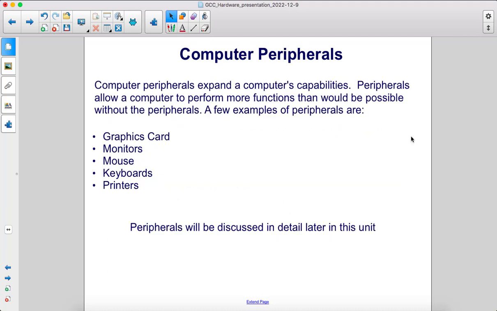Computer peripherals expand a computer's capabilities. Peripherals allow a computer to perform more functions than would be possible without the peripherals. A few examples of peripherals are graphics cards, monitors, a computer mouse, keyboards, and printers. Peripherals will be discussed in detail later in this unit.